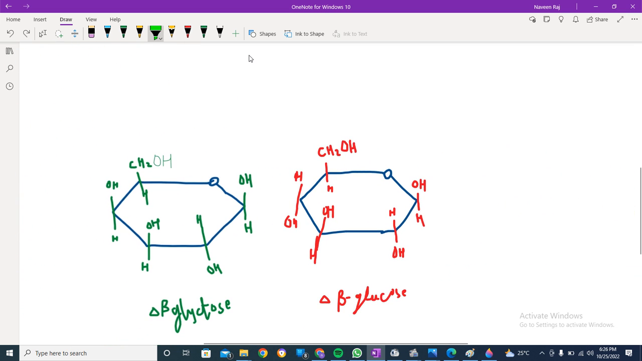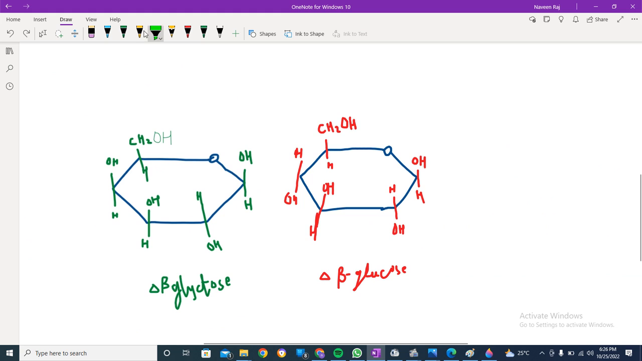Now this is the thing. The galactose came first, and that one came second. Now what will happen is that the first one will give H, and the second one will give OH.